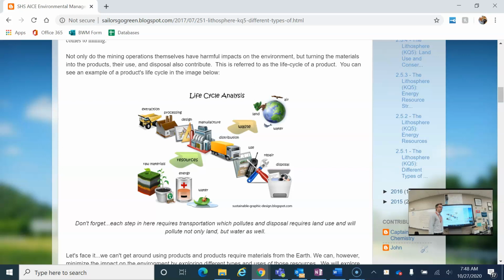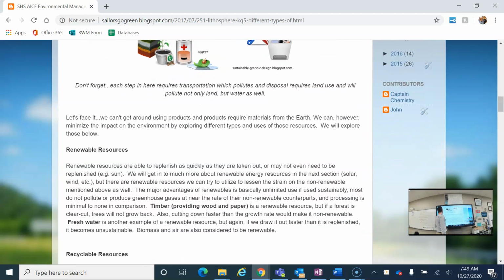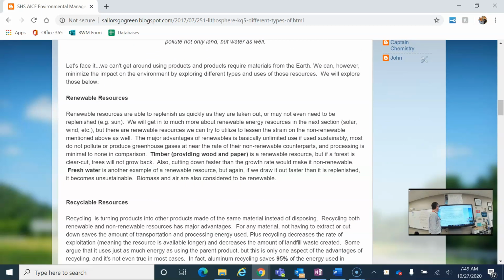So minimizing our amount of landfill waste, which is what it's called when it goes out in the trash and goes to the landfill, is huge. Also, minimizing the amount that we actually rawly extract is huge as well, which is why recycling is so important. So let's face it, we can't get around using products that require materials from the earth.